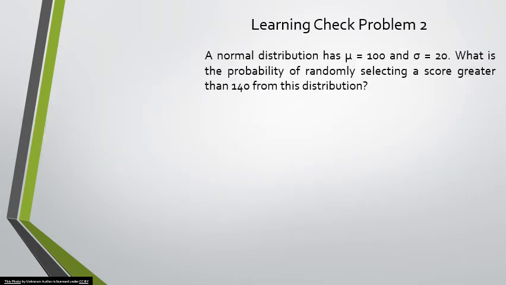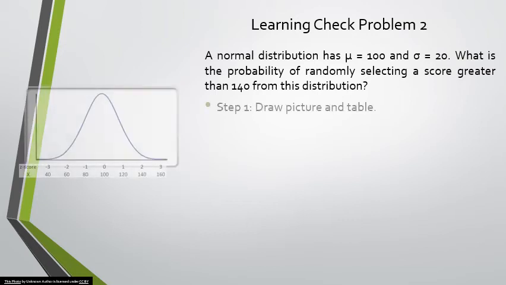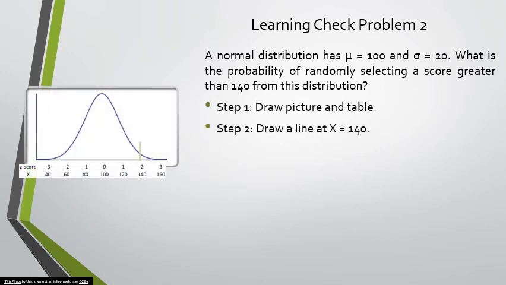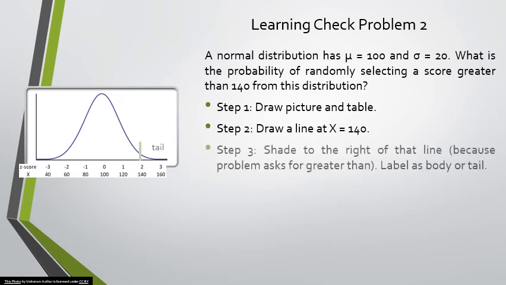Learning check problem 2. Pause the video and see if you can work the problem. A normal distribution has a mean of 100 and a standard deviation of 20. What's the probability of randomly selecting a score greater than 140 from this distribution? So draw the picture, make your table. Draw a line at x equals 140. Shade to the right of that line because the problem asks for a score greater than. This would be a tail, on the right-hand side because it does not include the z-score of 0.